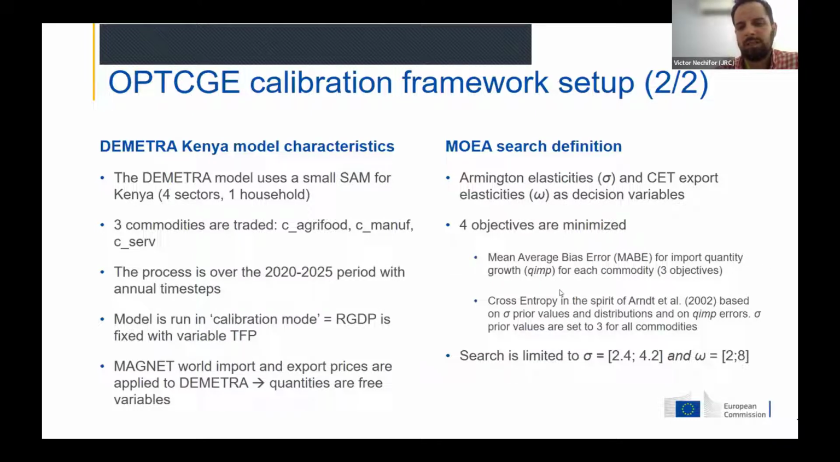And then we've also added the cross entropy objective in the spirit of Arndt et al., which is based on sigma prior values and distributions, and then on growth, import quantity growth errors. For sigma, we've set a prior value at 3 for this Armington elasticity. And we've also constrained the search space a little bit, because we can do that in the MOA. So we tell it to look for sigma values between 2.4 and 4.2, and for the omega a little bit broader than that.